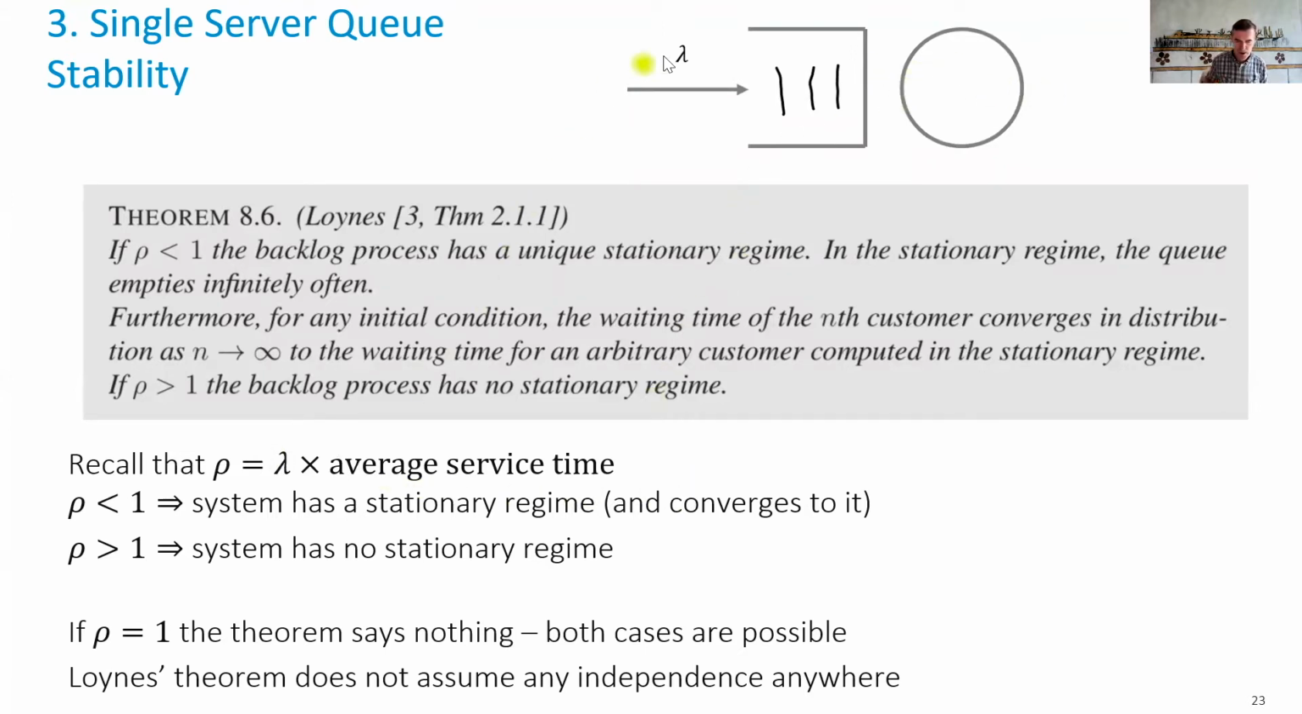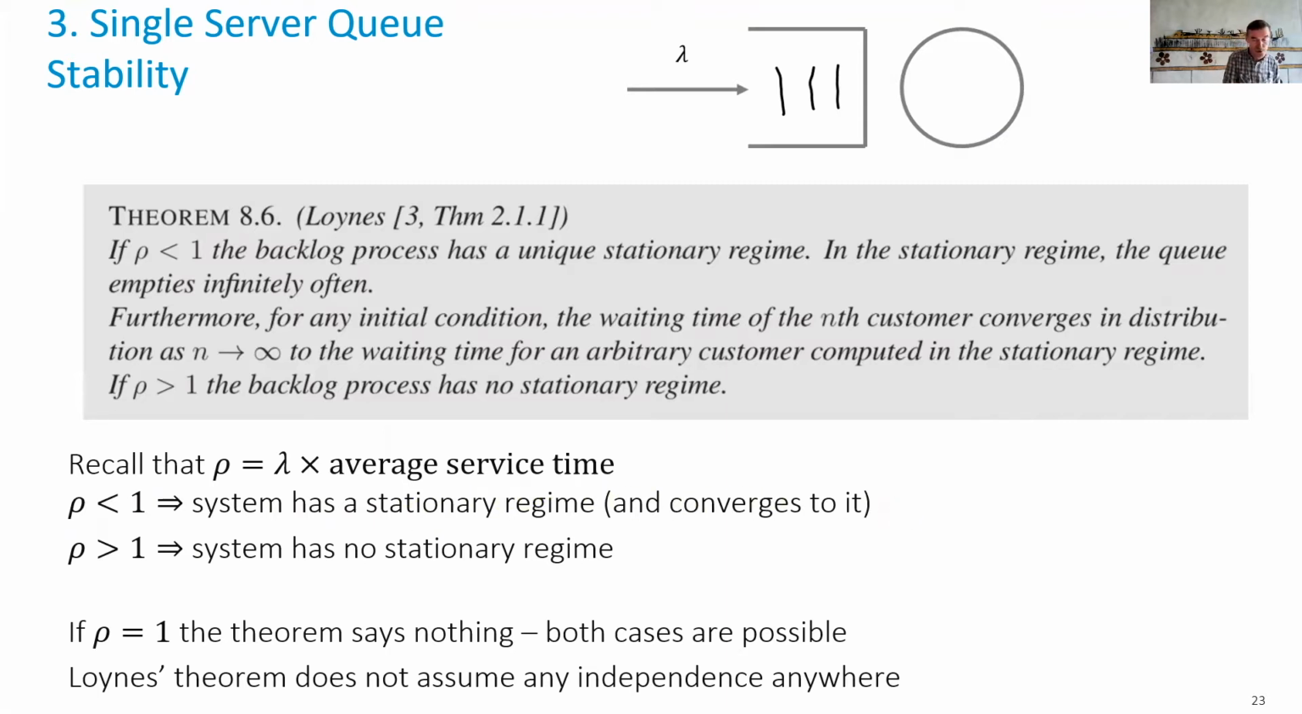So the simple result says that if rho is less than 1, there is a stationary regime. If rho is larger than 1, there is not. If rho is larger than 1, we know by Little's law that there cannot be a stationary regime, because if there is a stationary regime, Little's law tells us that rho will be equal to the probability that the server is occupied. Since there is one server, it must be less than 1. So that is easy. The natural result is that if rho is less than 1, the system has a stationary regime.